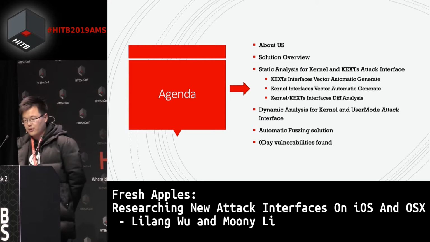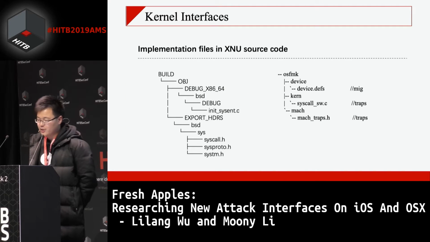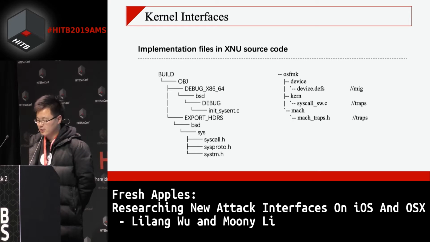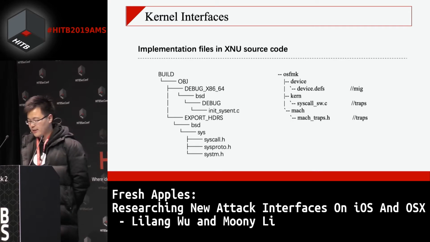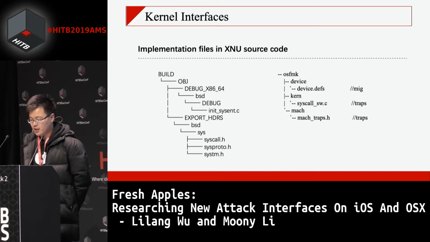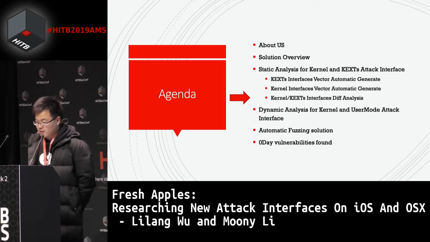Next, we will introduce the kernel interfaces automatic analysis. Because the kernel part is open source, it will be easier to analyze than the user space part. We can simply search these files and parse the related interfaces. Next, we will introduce our interfaces diff analysis solution in order to get the newly changed attack surface.